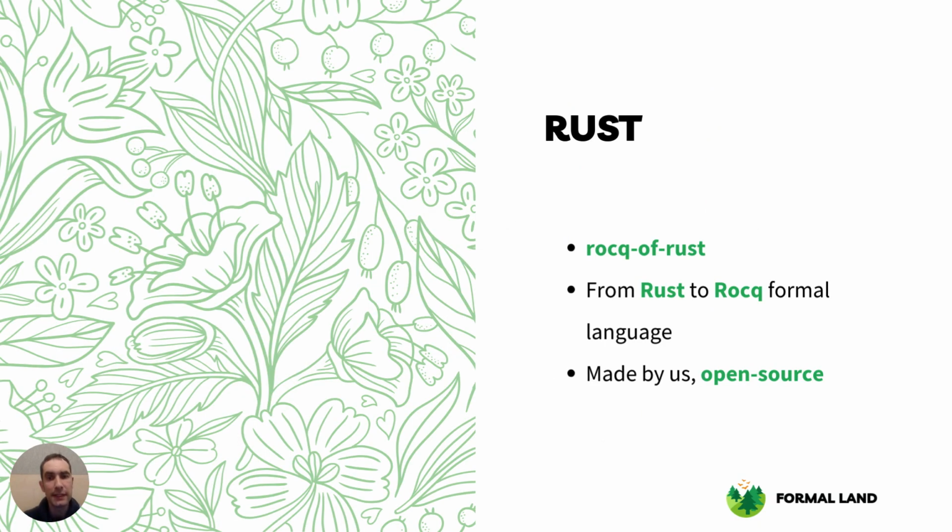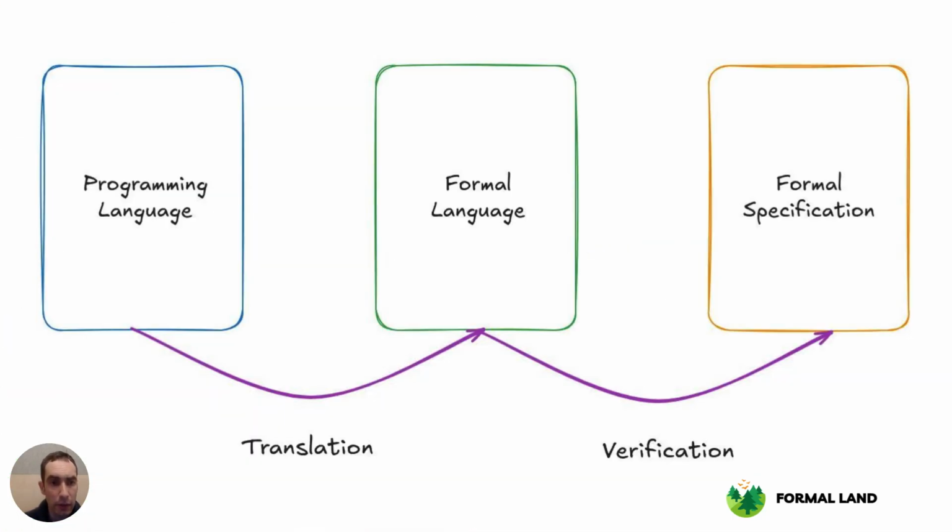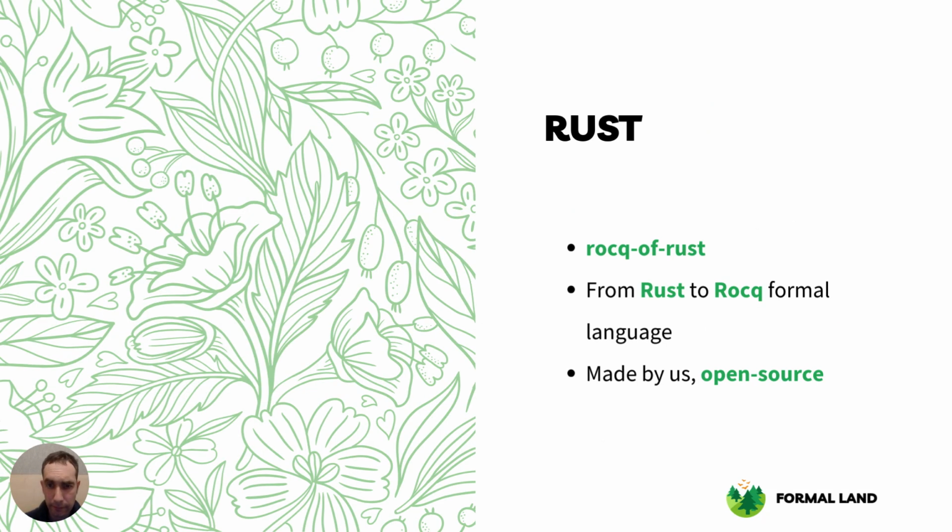So here we'll see what we do for Rust. We built the tool Rock of Rust. It does this first step of translation to a formal language, from the Rust programming language to the Rock formal language. It was built by us along different projects, and it's open source, so you can find it on GitHub and also use it.